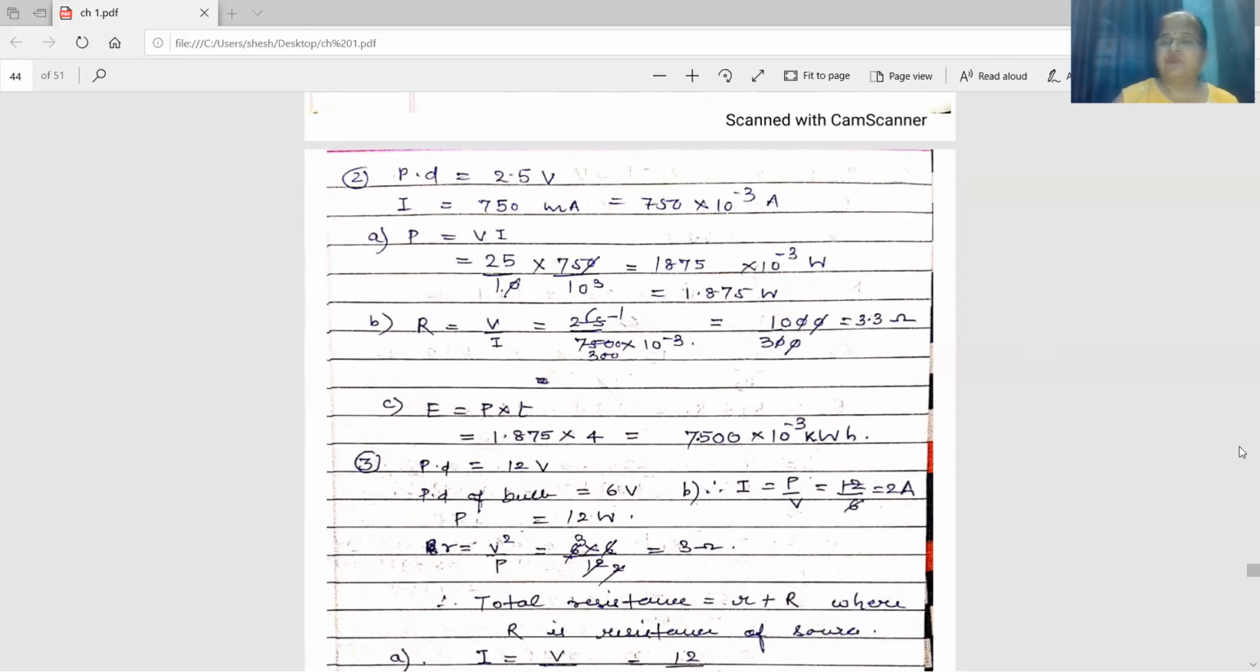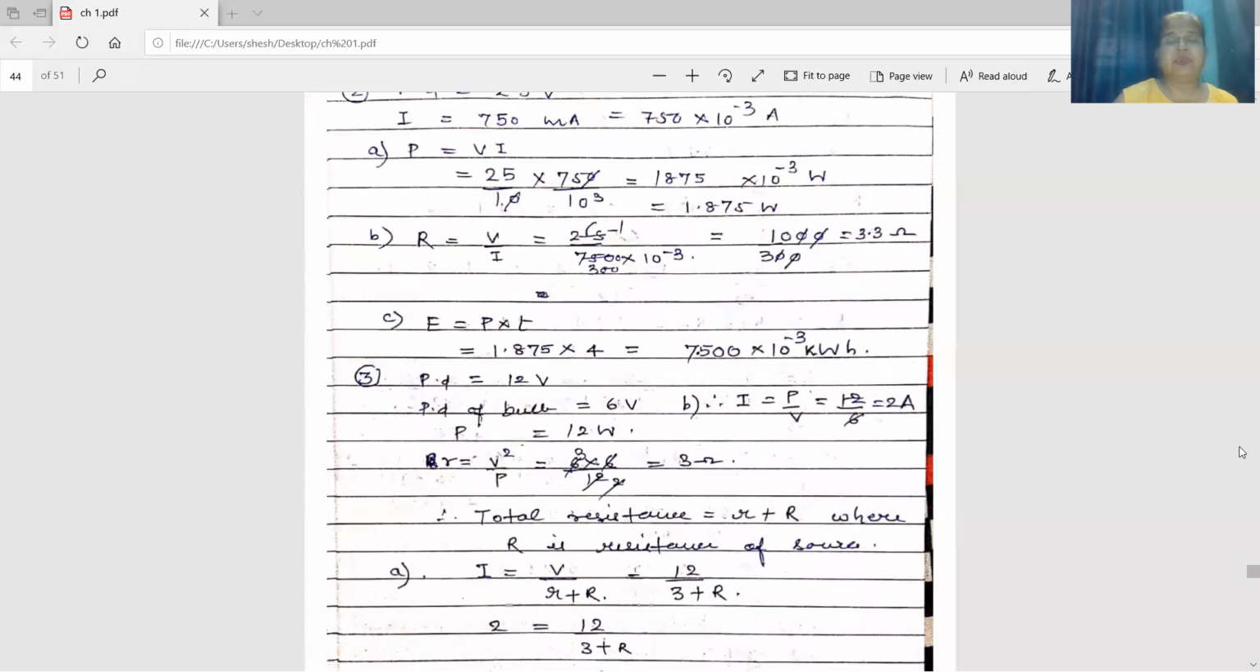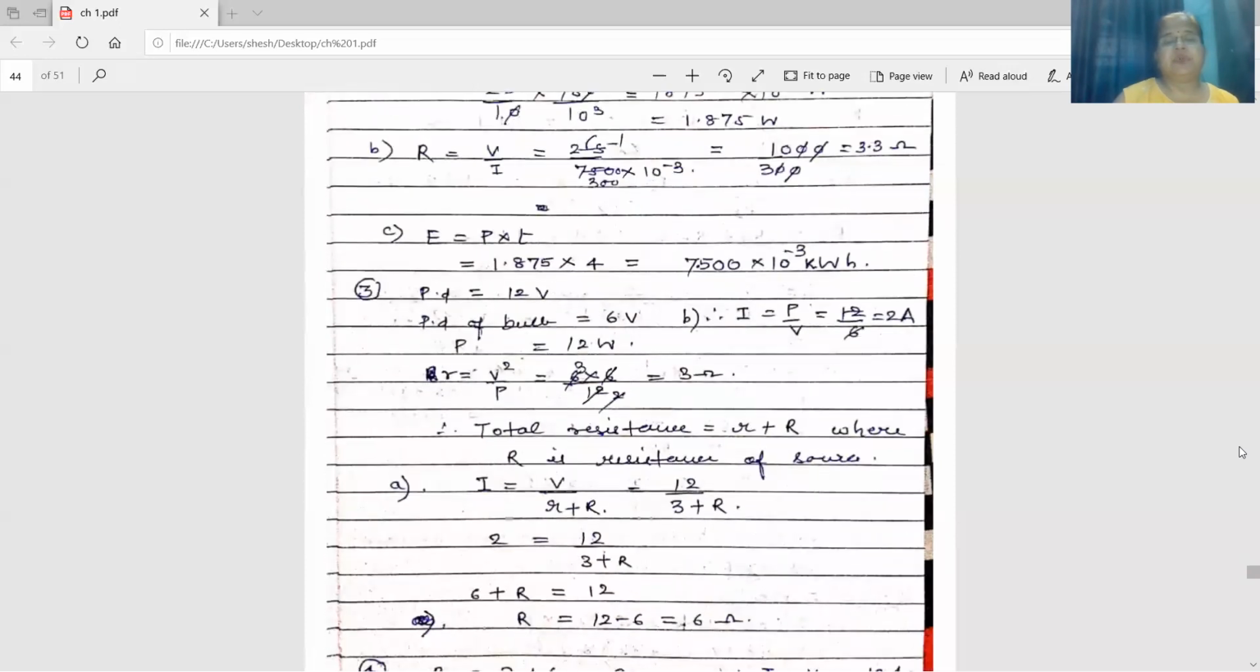And C is to find out the energy consumed. So energy consumed is equal to power into time. Power is 1.875 and time is 4 hours. When you multiply it, you will get 7.5 into 10 to the power minus 3 kilowatt hour, the amount of electricity consumed.